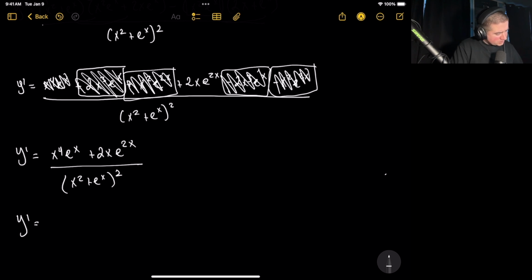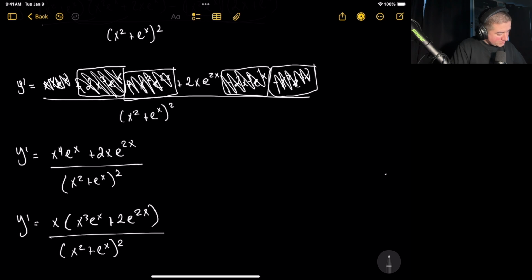Can we factor something out? Yes, we can. We can factor out an x and have x cubed e to the power of x plus 2 times e to the power of 2x over x squared plus e to the power of x, squared.